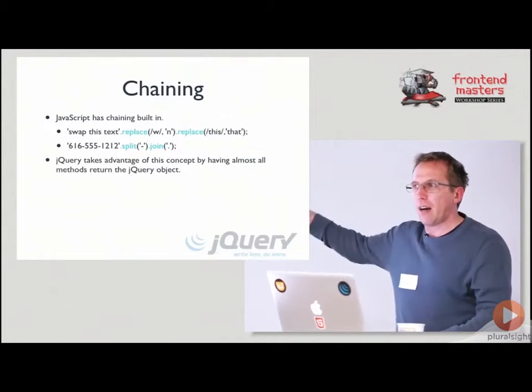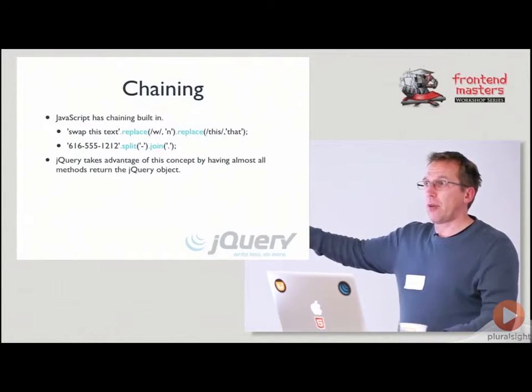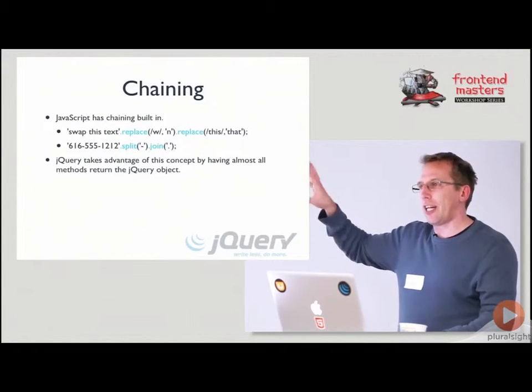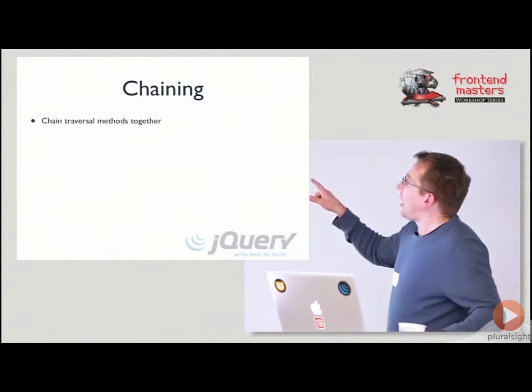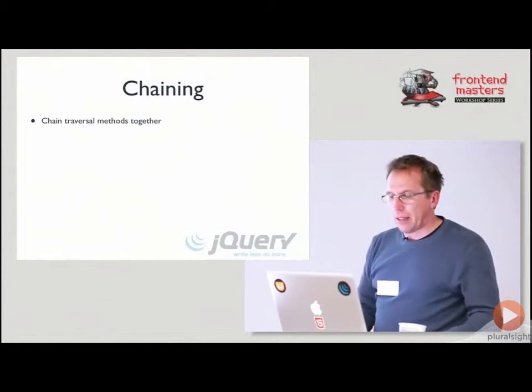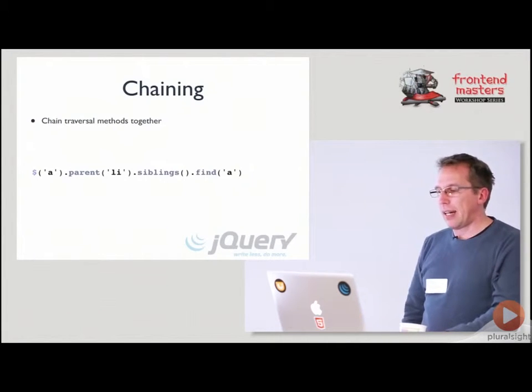jQuery takes advantage of this concept by having almost all methods return the jQuery object. So you can keep chaining off of it, because all of these methods are methods of the jQuery object. They're actually the jQuery prototype, but forget about that. We can chain traversal methods together. Whoa, right? Like a.parent li.siblings.find a, right? This is nice.